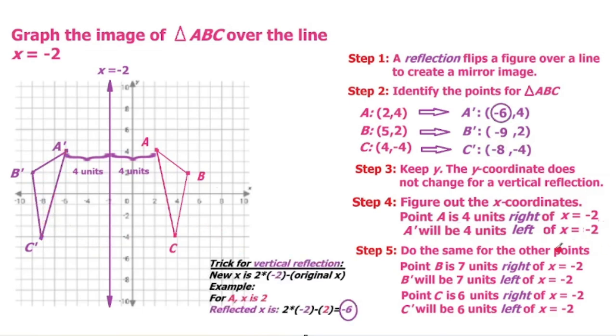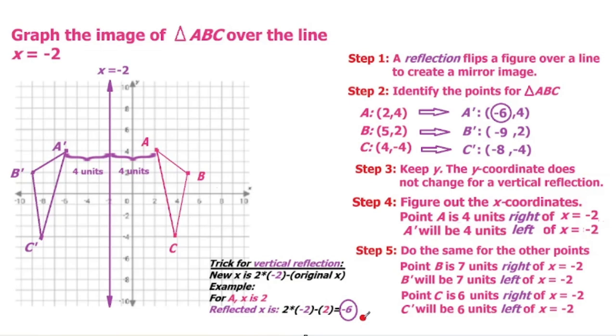Now the final trick is for a vertical reflection, which is what we have here. There's a vertical line here of x equals -2. The new x is 2 times -2, which is this x here, minus the original x. So for example, for A, x is 2. So the reflected x is 2 times -2, 2 times this, minus 2, the original 2. So that's going to equal -6, which is what we have here. And that is the trick on how to do a vertical reflection.